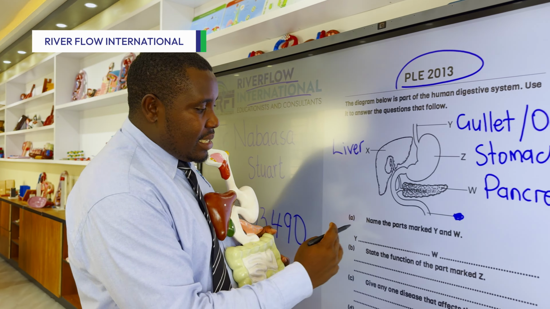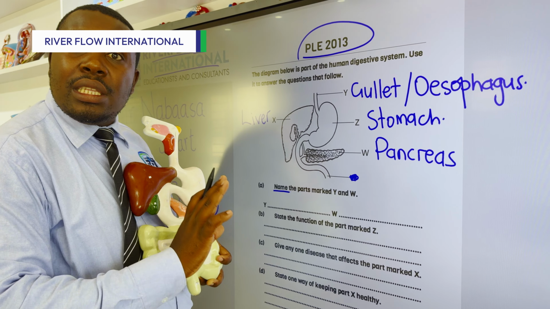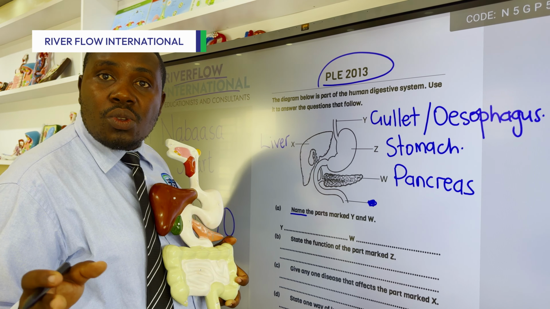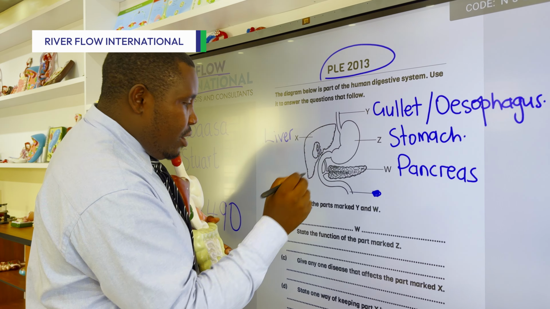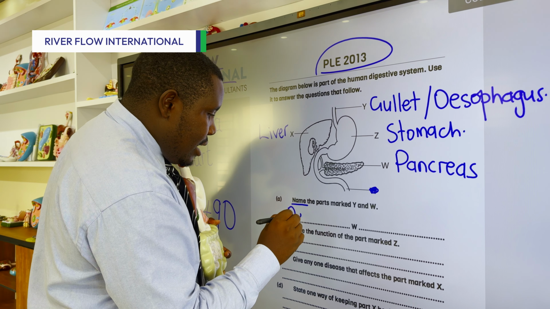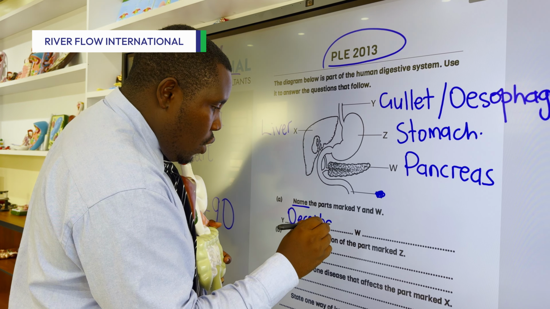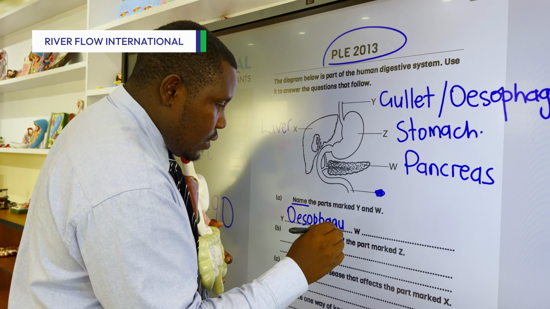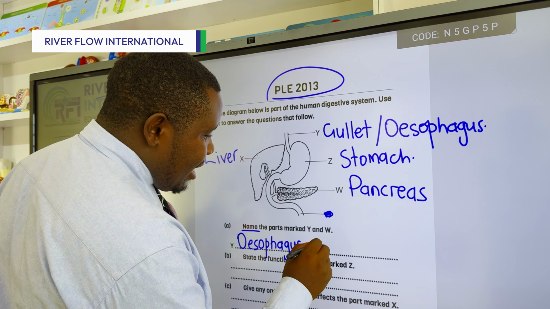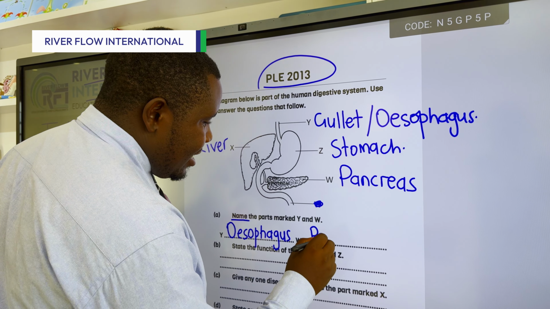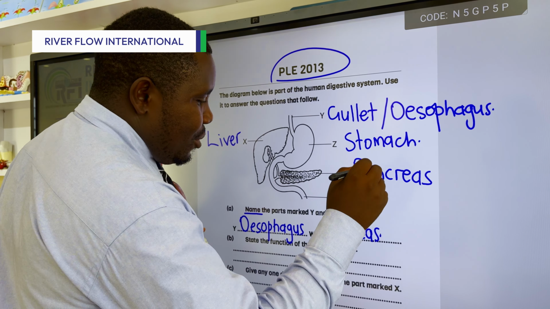Now let's start answering the questions. What is the name? This is a knowledge question. It just requires us to remember the name of part labeled Y. And we have said that part labeled Y is the esophagus. Then the part labeled W is called the pancreas. The pancreas. Are we together?